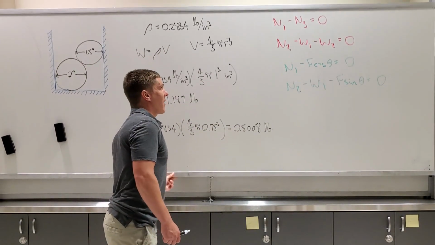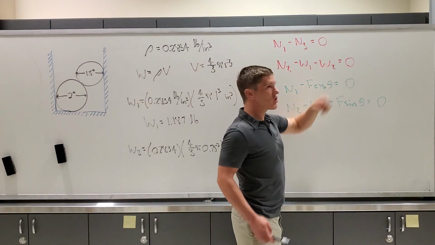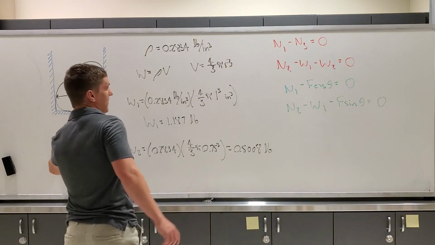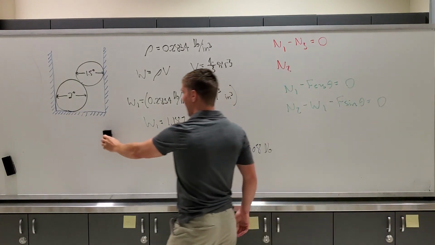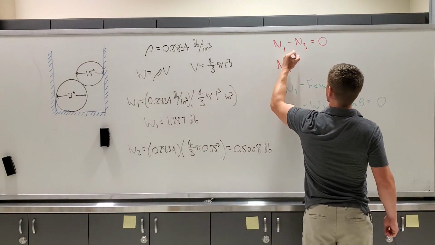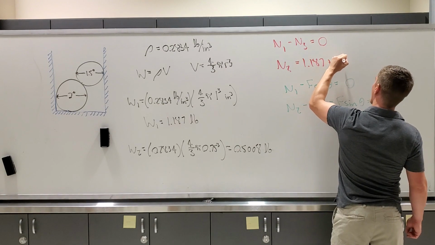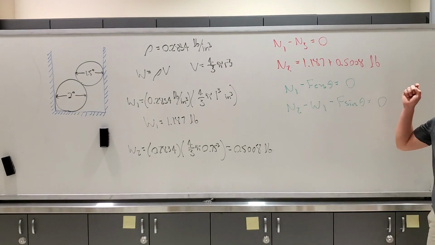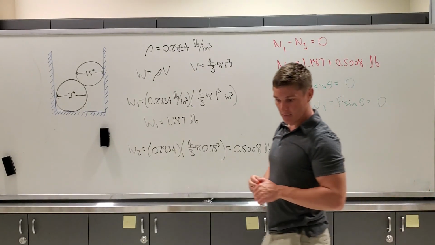So I'm going to go ahead and go back to our system of 4 equations. I can move weight 1 and weight 2 over to the other side of the equation. So I can say that N2 is equal to weight 1 plus weight 2. So I get that N2 is equal to 1.187 plus 0.5008 pounds. So we have already solved for our first contact force. It's just a simple addition of 2 numbers, so we can go ahead and solve for that here in a second.